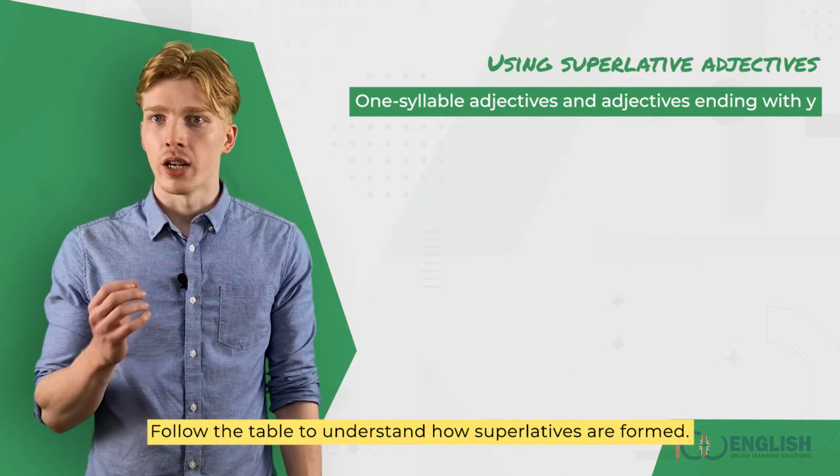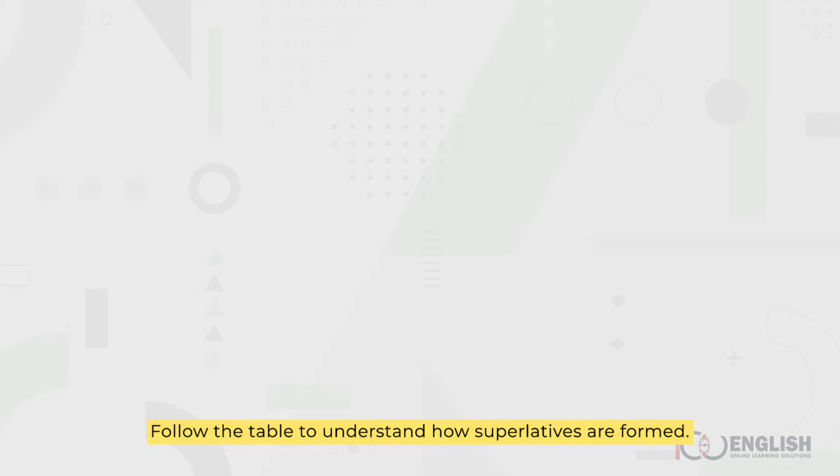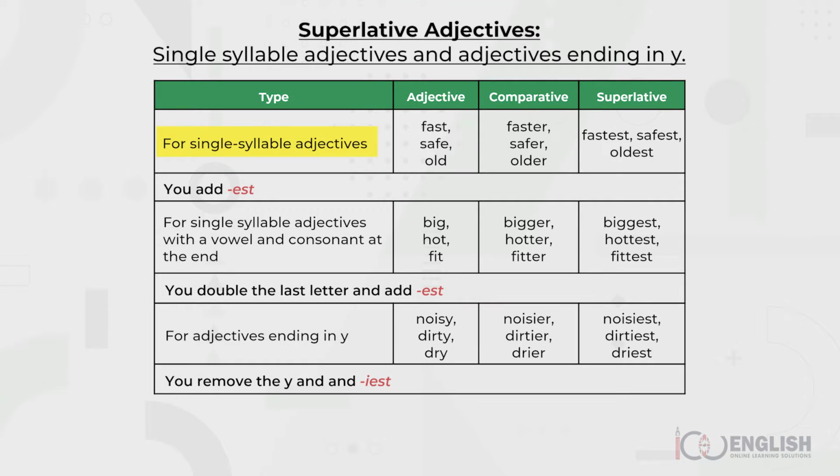Follow the table to understand how superlatives are formed. For single-syllable adjectives, you add EST. For single-syllable adjectives with a vowel and consonant at the end, you double the last letter and add EST. For adjectives ending in Y, you remove the Y and add IEST.